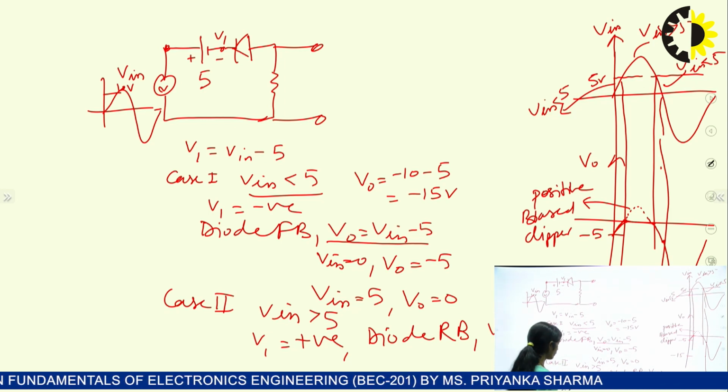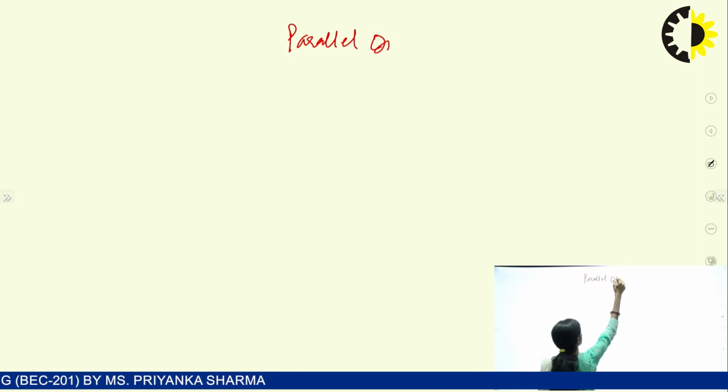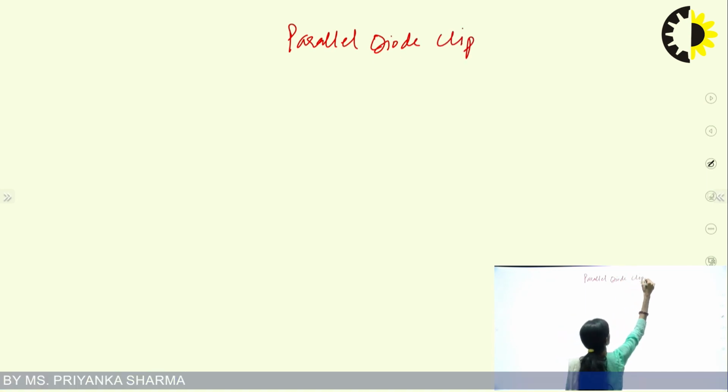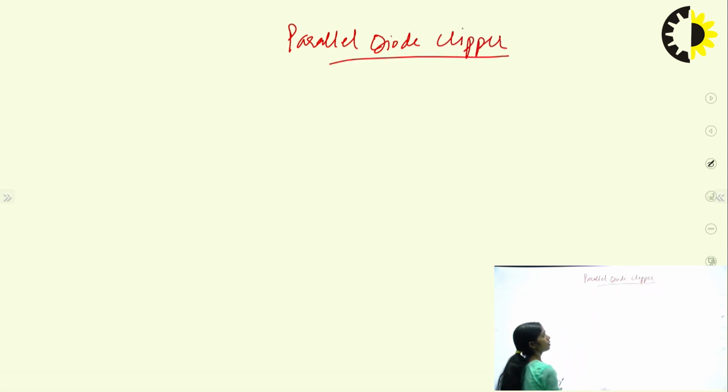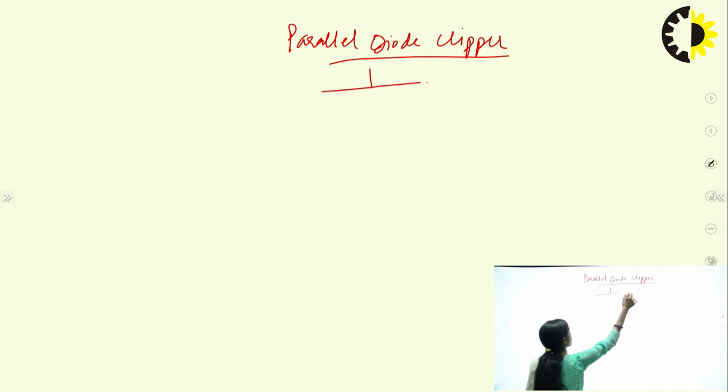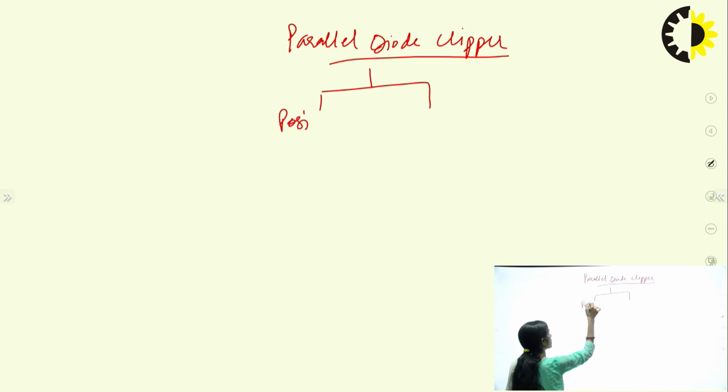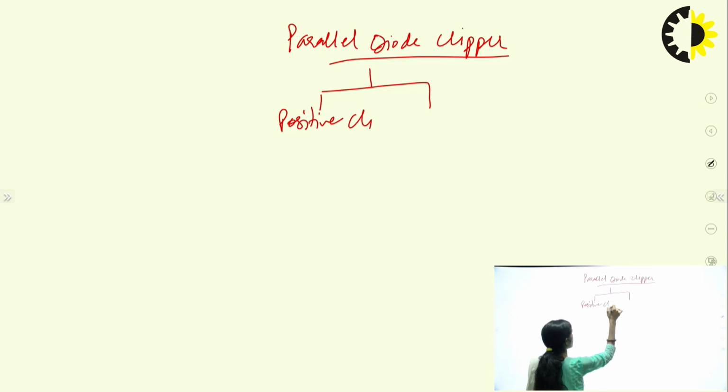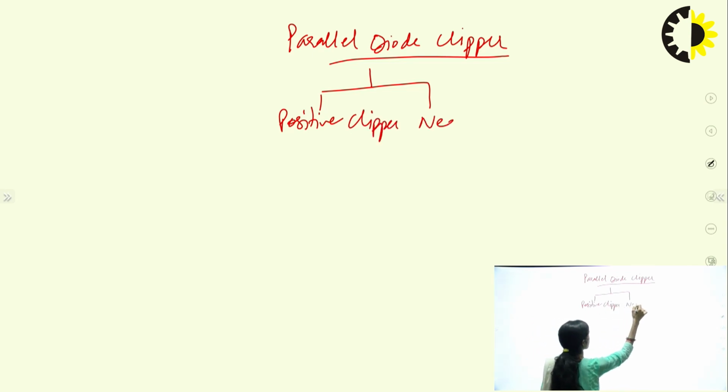Now next, we are going to talk about the parallel configuration of the clipper. First of all, let us talk about the very basic thing of the parallel diode clipper. In this parallel configuration, the output is taken across the diode. So again, it can be divided into 2 parts. It can be a positive clipper, or it can be a negative clipper.